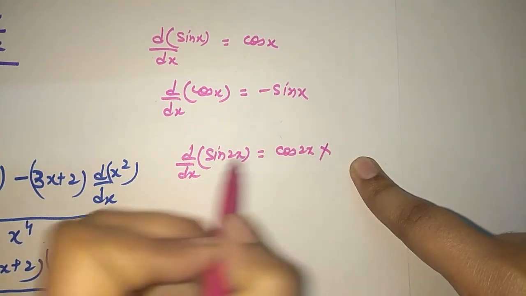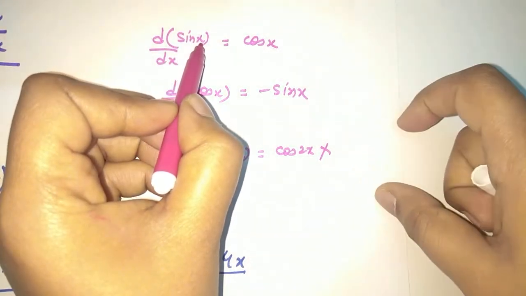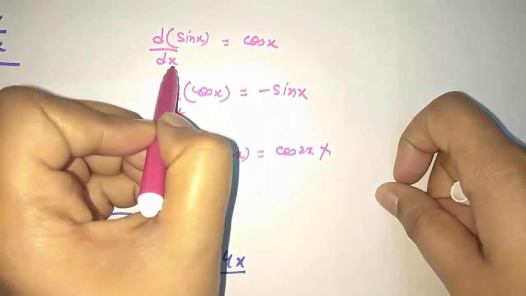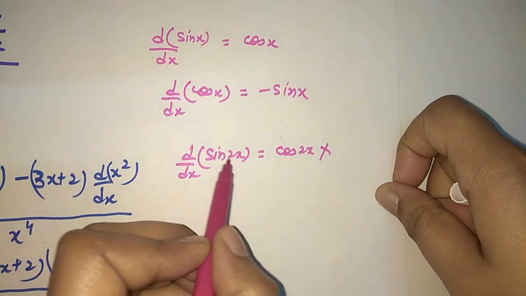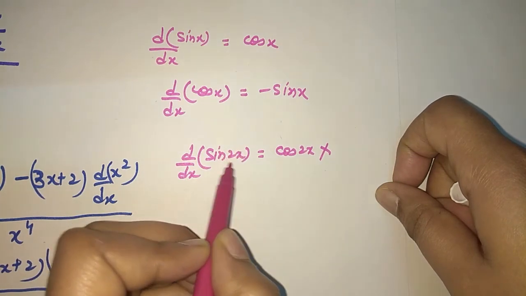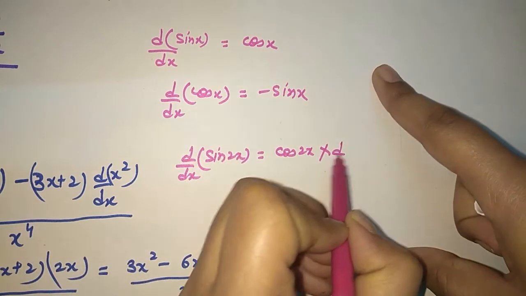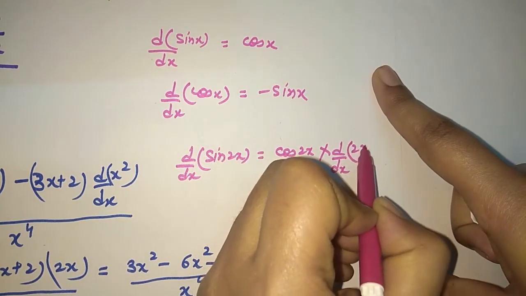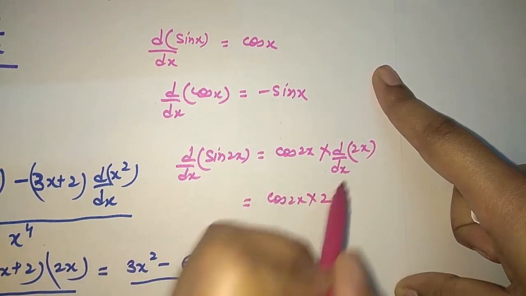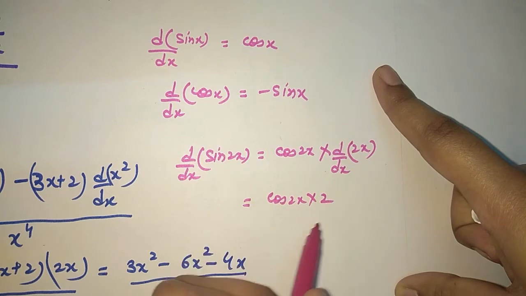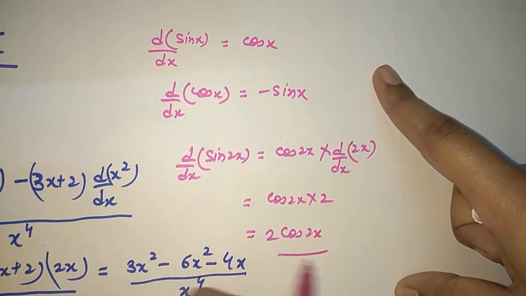Then we have to find the derivative of this theta, because here was simple x and derivative of x with respect to x is 1. So no need to write here. But here we have theta is 2x. And we have to find the derivative of 2x with respect to x, and that is 2. So we have 2 into cos 2x.